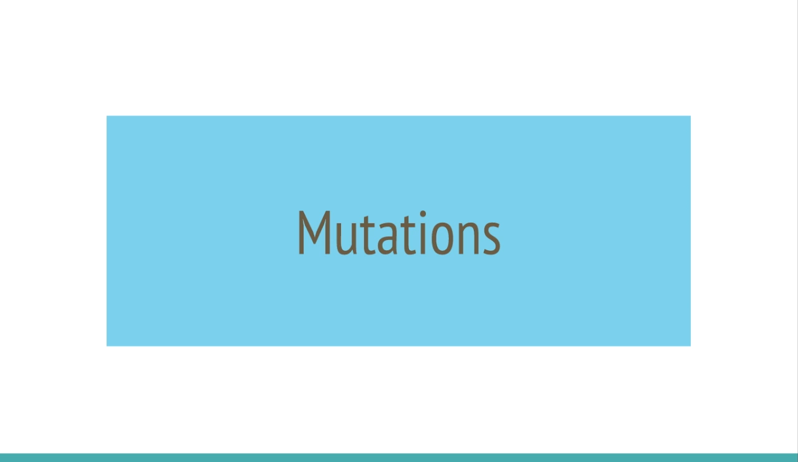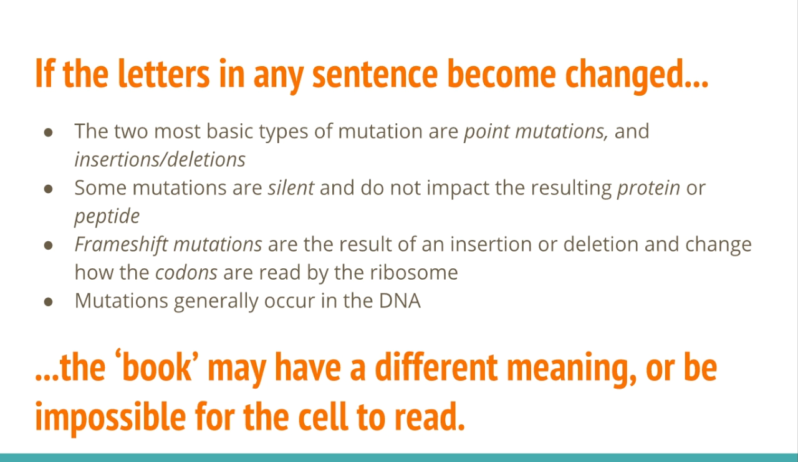So I've mentioned mutations a few times, but let's dive right in. So if any letter in any sentence becomes changed, the resulting instructional book, the resulting protein, could have a different meaning, it could perform a different function, or it may be defective entirely. And there are two basic types of mutation. There are point mutations and insertions and deletions. Point mutations affect a single nucleotide, and generally it's a replacement. And insertions and deletions are pretty self-explanatory.